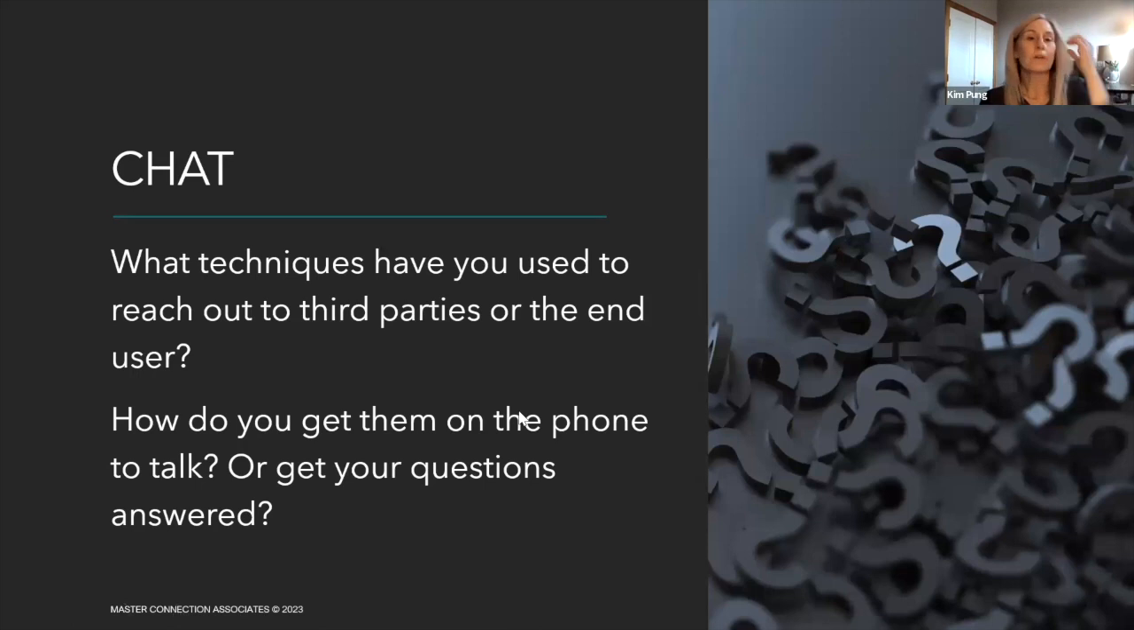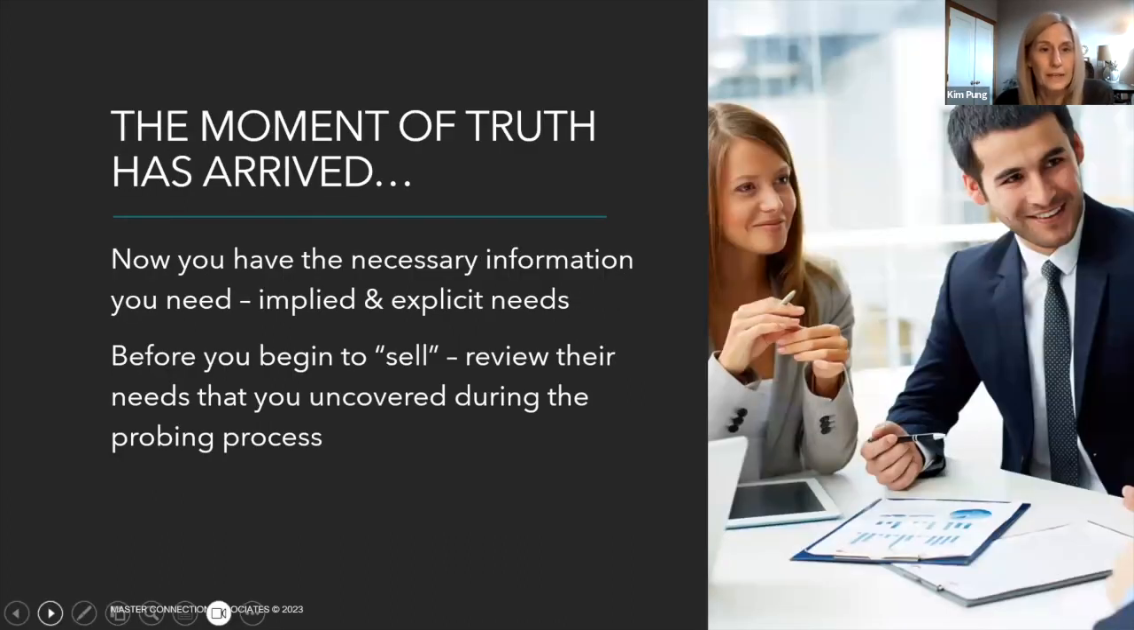So any particular techniques or ideas that you have of how to reach out to third parties, how to get that response, how to get them to talk to you, how to get them on the phone, any particular advice that anybody has for us and the rest of the people on this about how to do that successfully so that we are getting that opportunity to talk to them. I'll let you put that in the chat if you have anything or come off mute, and I'll keep going so we can leave some time for questions as well at the end.